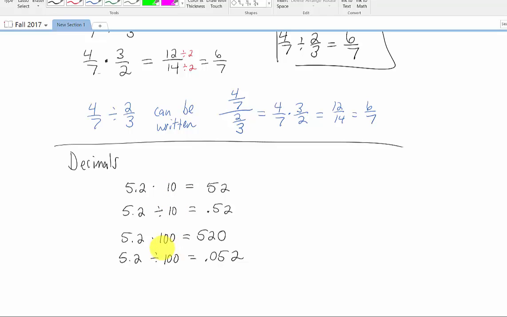If we need any more work with decimals, we'll do it throughout the class. I don't know that we will. So I'm going to stop the video right there.